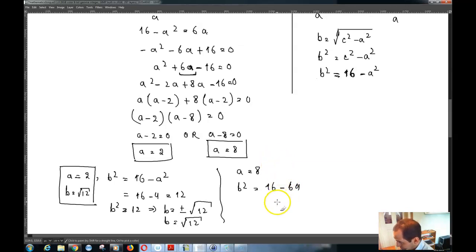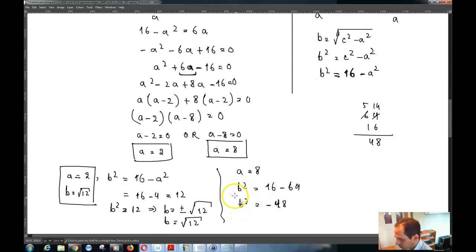And that gives me some answer which is not acceptable. This is a negative value. B would not be real then. So you see over here, if I write B squared is equal to 16 minus 64. So 64 minus 16 is equal to 48. So B squared is equal to negative 48.